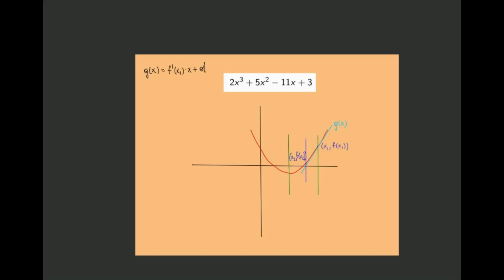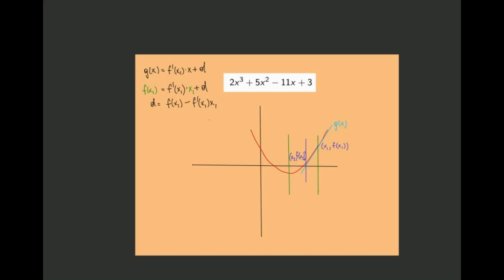So the challenge is to find the linear equation for the tangent line. I'm calling it g of x here. Well, we know the slope. The slope is f prime of x1, but we don't know the y-intercept, which I'm calling d here. So we're going to have to find it, but we do know that the point x1, f of x1 is a point that is on the line, and we know the slope. So we know both a point on the line and the slope, and that is sufficient to find out what the y-intercept d of this linear equation is.